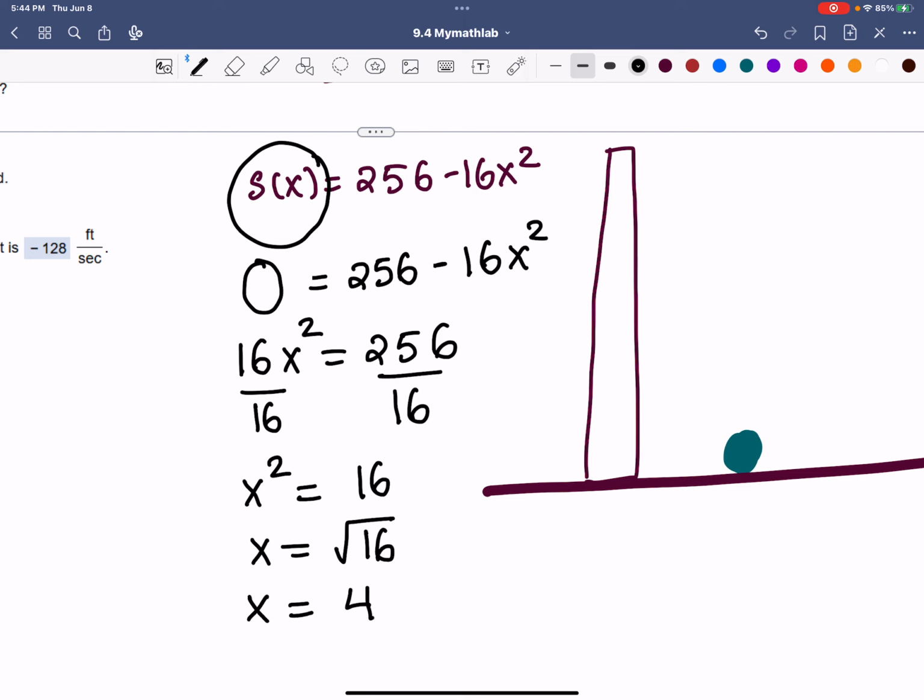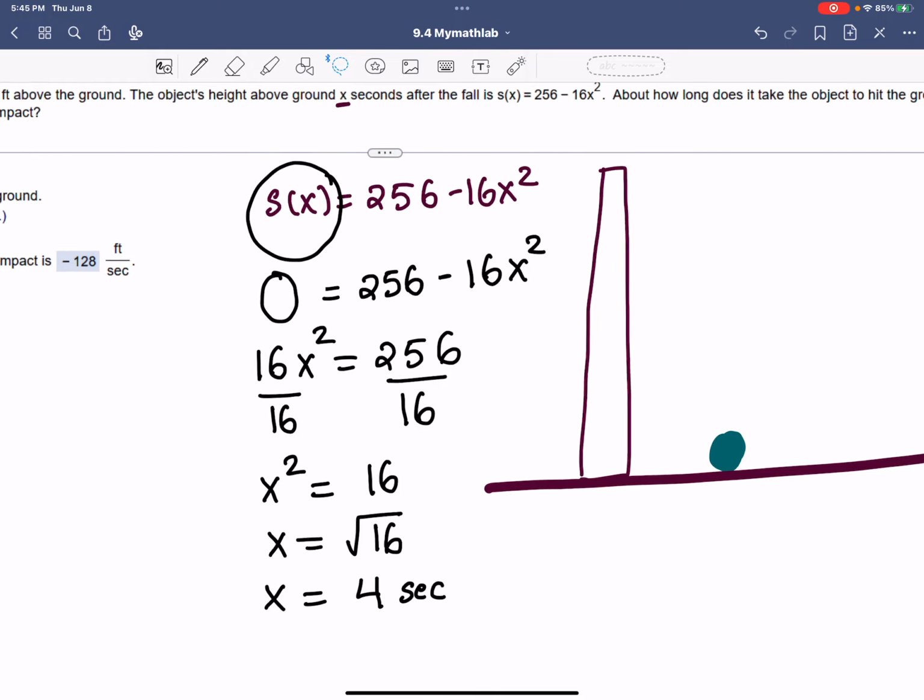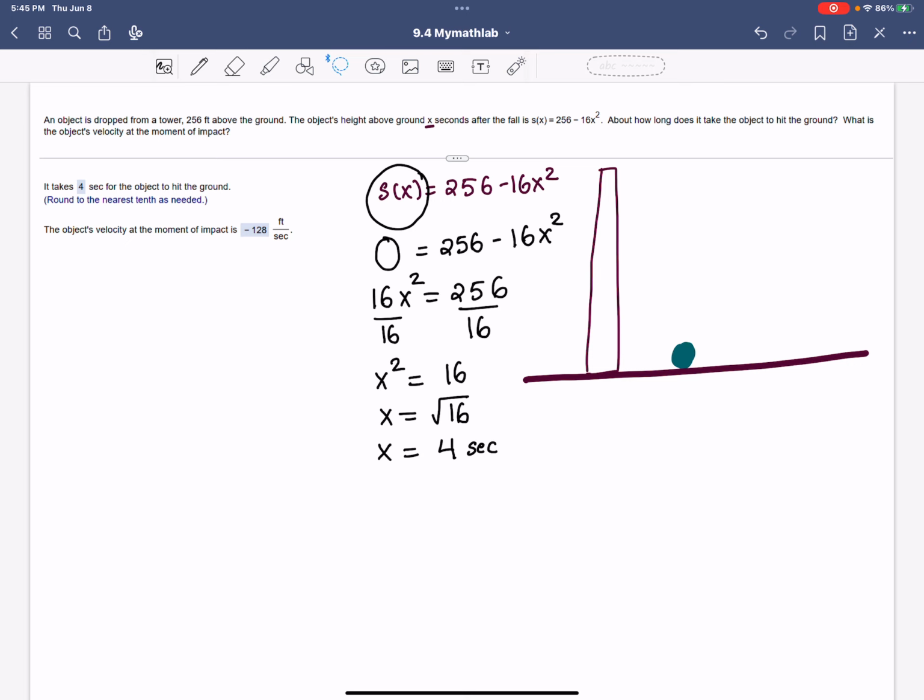Now I say, what is 4? This is 4 seconds. Remember, this is time. x here is time. So at 4 seconds, the object hits the ground. So the first part is done. Let's see if that is correct. Oh yeah, it is correct.